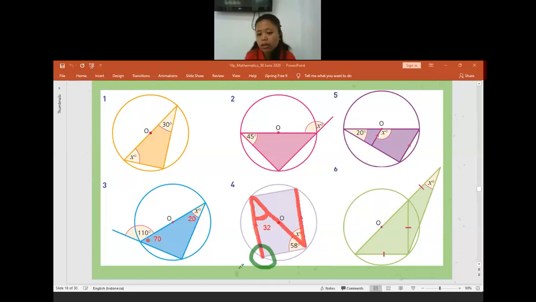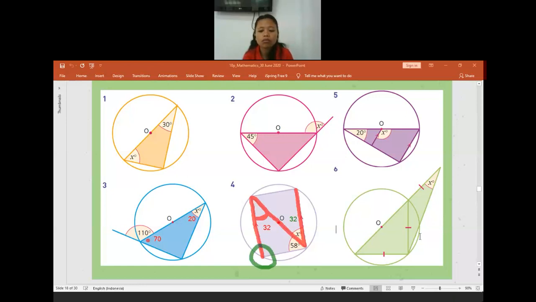The one that I put a green circle on will be 90, and in a triangle the total will be 180. So 180 minus 90 minus 58 will be equal to 32, and because these are alternate angles, the x will be 32 degrees also. Is there anyone confused?